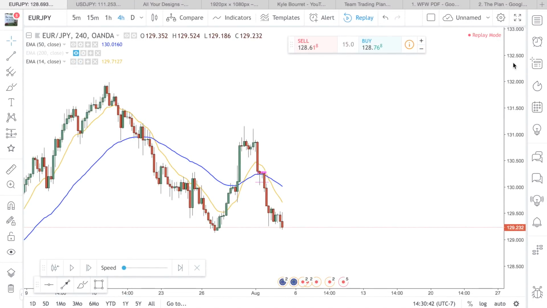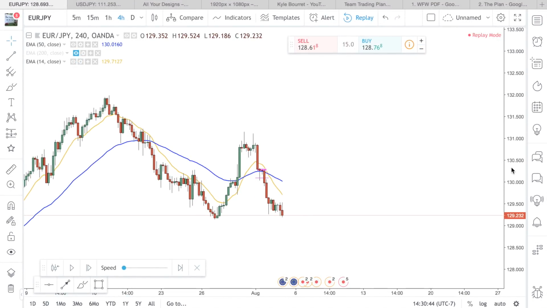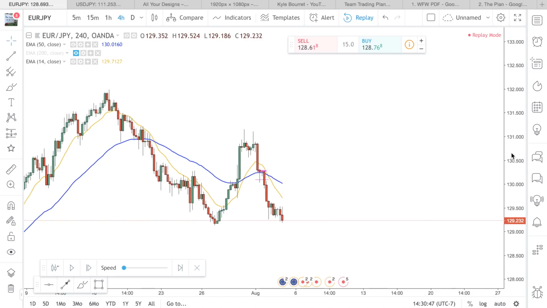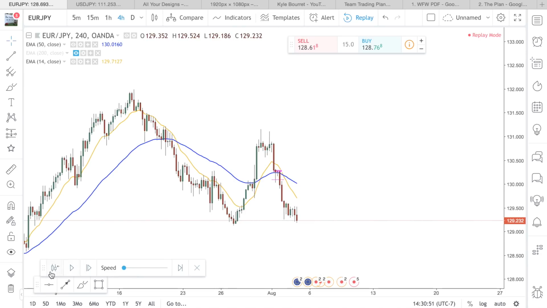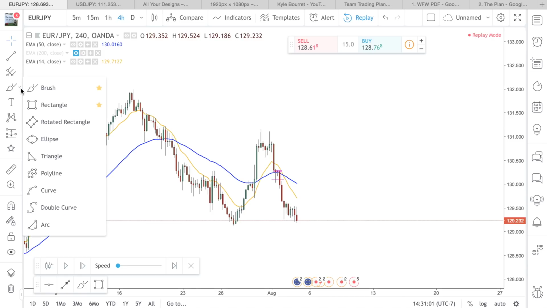Again, I am going to be going over a recap of NFP Friday, on how you don't have to be afraid of news and you can still follow momentum, and how momentum-based trading looks even around an NFP week. So I'm just going to go straight into looking at Euro Jappy.